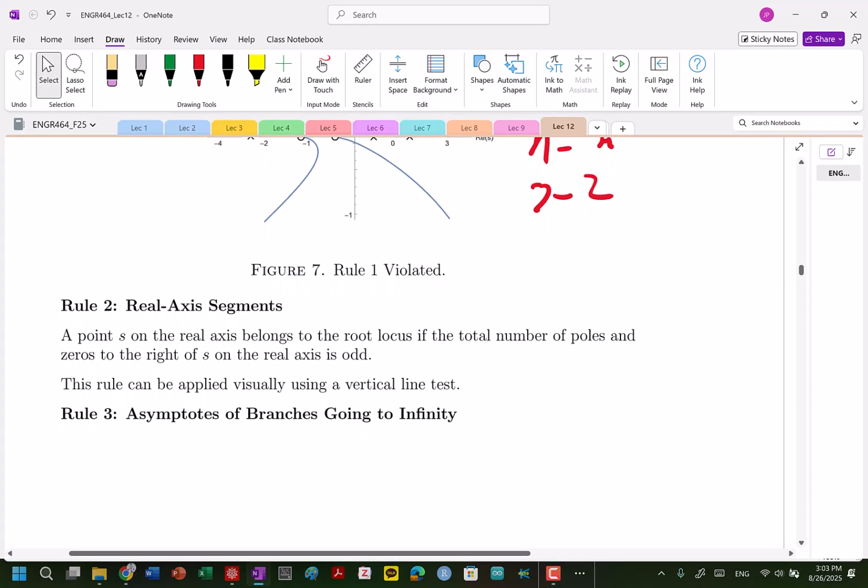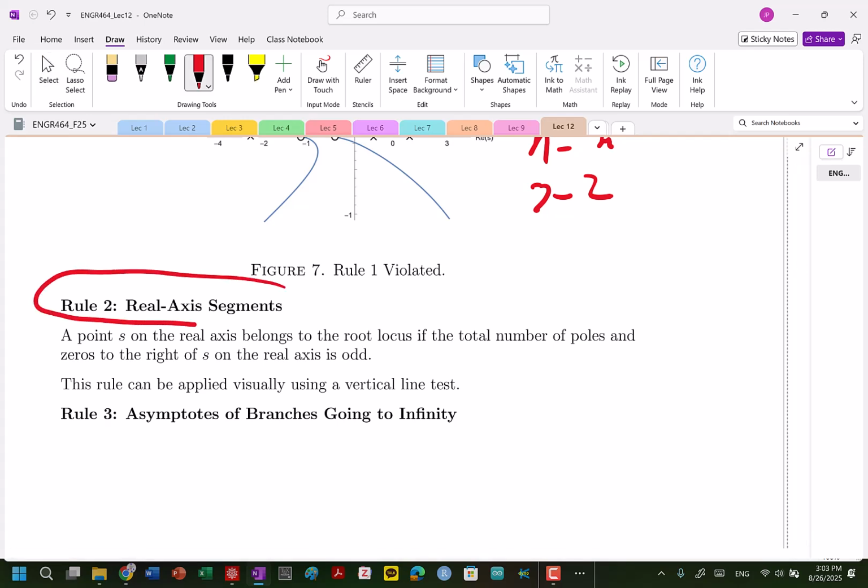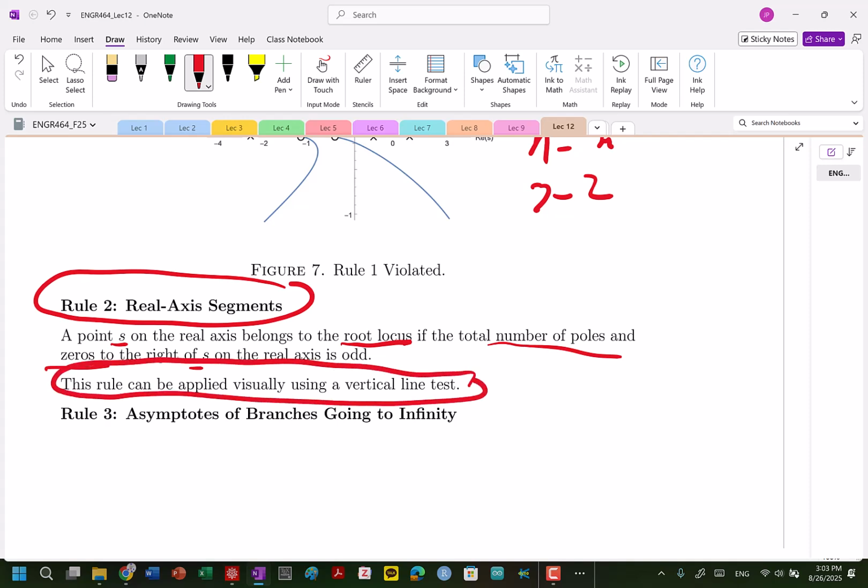Now let's go to rule 2. Rule 2, real axis segments. A point S on the real axis belongs to the root locus if the total number of poles and zeros to the right of S on the real axis is odd. This is another important rule. You test it with what's called the vertical line test. Any point on the real axis will lie on the root locus if the total number of poles and zeros to the right of it on the real axis is odd.